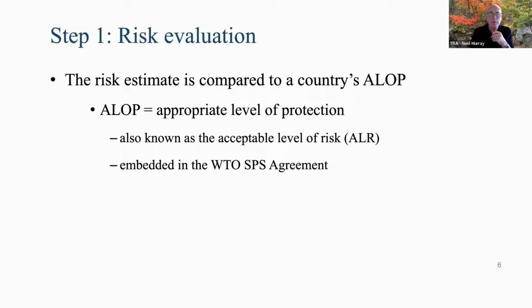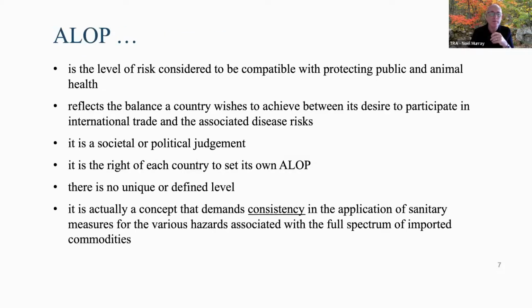So for risk evaluation, the risk estimate, the outcome from the risk assessment step, is compared to the country's so-called appropriate level of protection. And this is a concept that's embedded in the SPS agreement. It's also maybe referred to as the acceptable level of risk. So what is it? It's essentially the level of risk that's considered to be compatible with protecting both public and animal health. It's reflecting the balance that a country wishes to achieve between its desire to participate in international trade and the associated disease risks.